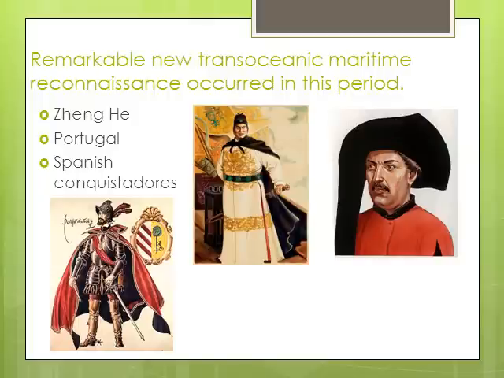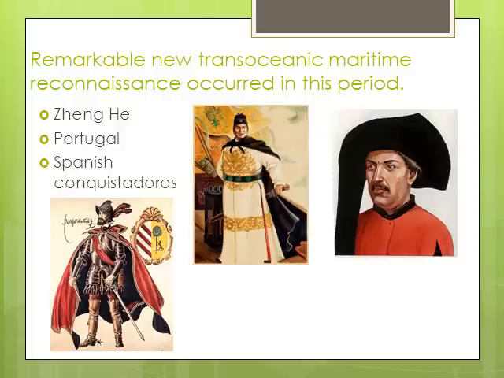If we're talking here maritime reconnaissance, we know about Zheng He. He's one of my favorites, partially because he's a eunuch, but the other aspect of that is that he was smart. He was extremely intelligent in the way that he was able to maneuver himself into a position of power, and in order to be the admiral of this huge fleet of ships.